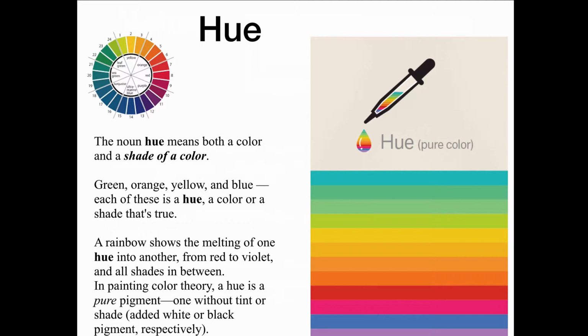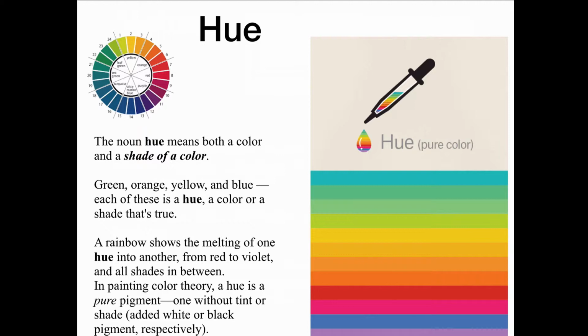A rainbow shows the melting of one hue into another. If you look at the right, these are hues, and a hue is a pure color. That's the key word. Hue equals pure color. So it's a color without any white added to it or any black added to it.